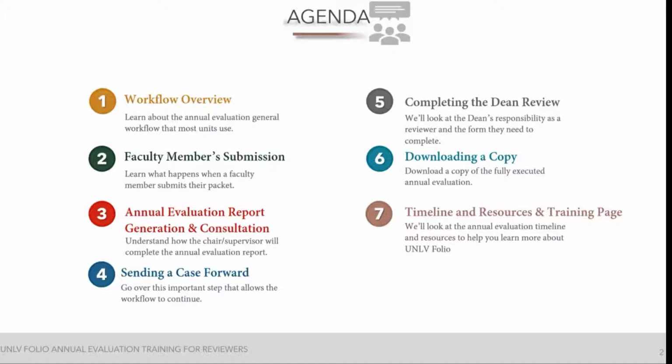We'll then go over the dean's review and their responsibility as a reviewer. Lastly, one of the last things we'll do is cover downloading a copy of the fully executed annual evaluation report for your records. And then I'll conclude with a timeline of important dates related to the annual evaluation process and point you to the resources and training page.